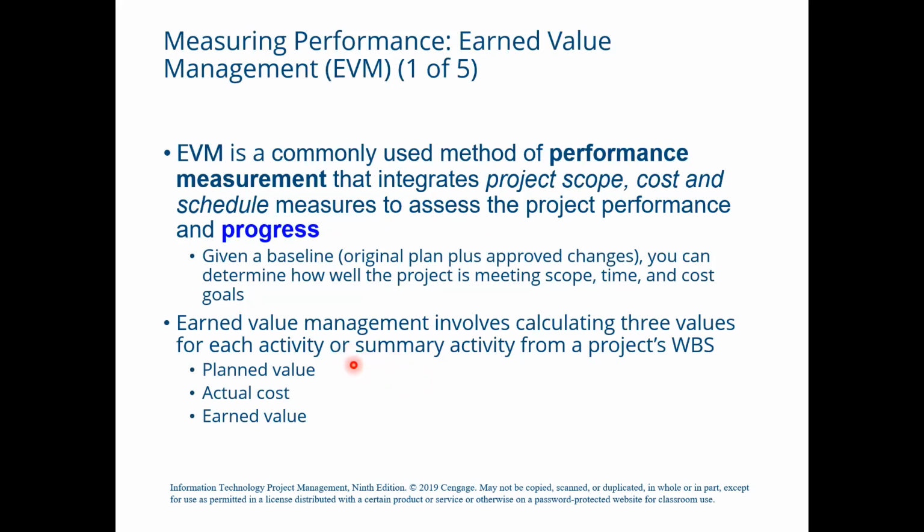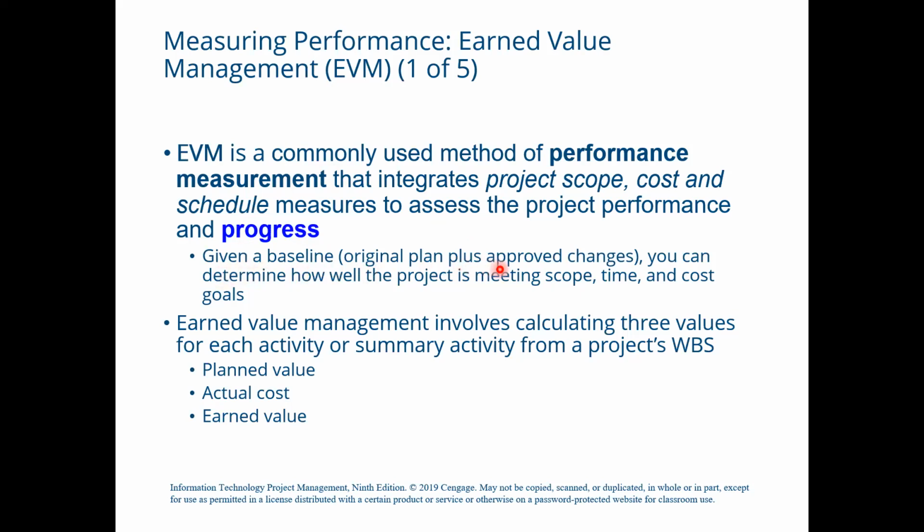So here you can see the first activity involved in controlling project cost is measuring performance, which is based on earned value management, EVM. So what is this EVM? EVM is a commonly used method of performance measurement that integrates the project scope, cost, and schedule. It measures to assess the project performance and progress. So you see the scope, cost, and the project performance progress, they all are included in EVM.